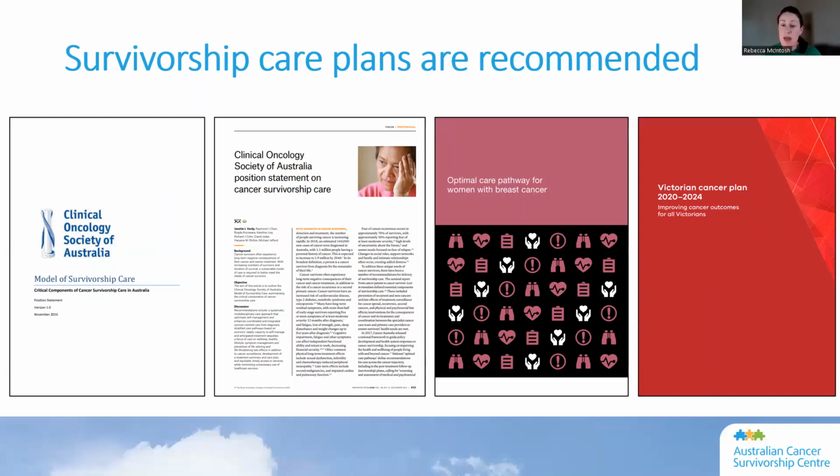Additionally, the optimal care pathways, which are endorsed by Cancer Australia and Cancer Council Australia, include survivorship care plans. And finally, a key activity of the Victorian Cancer Plan is to promote and embed equitable use of survivorship care plans in cancer services and primary and community care services.